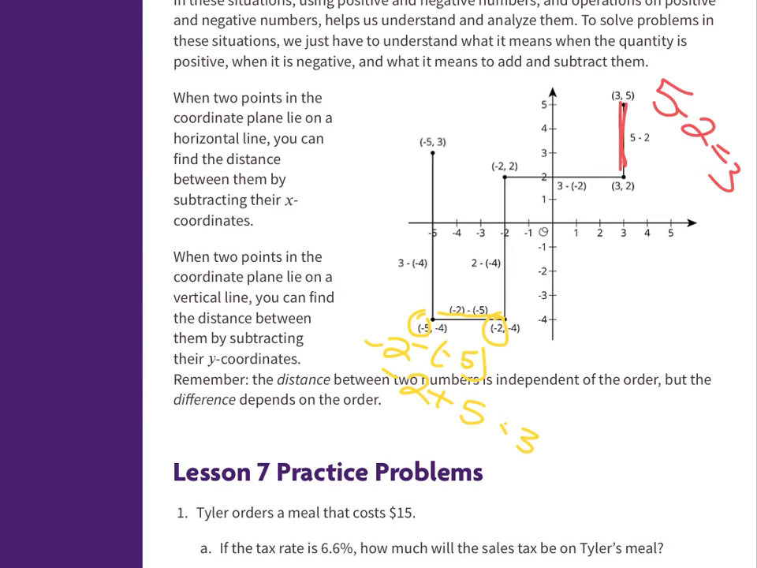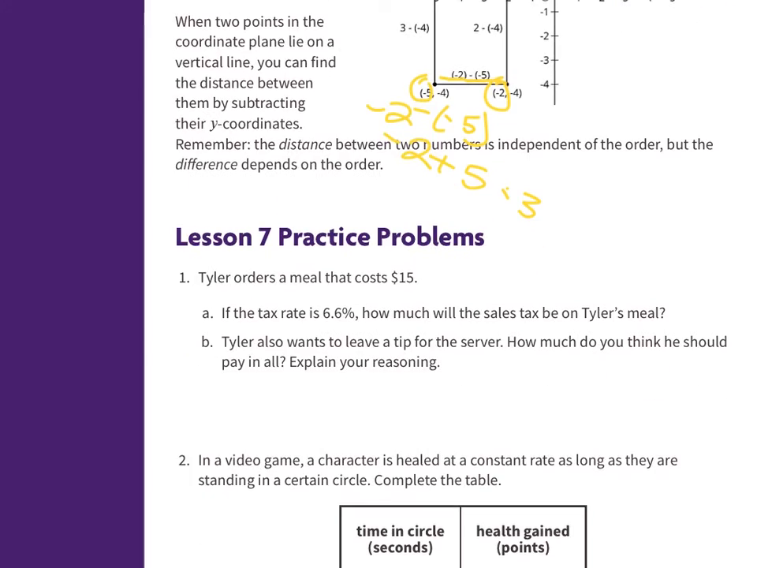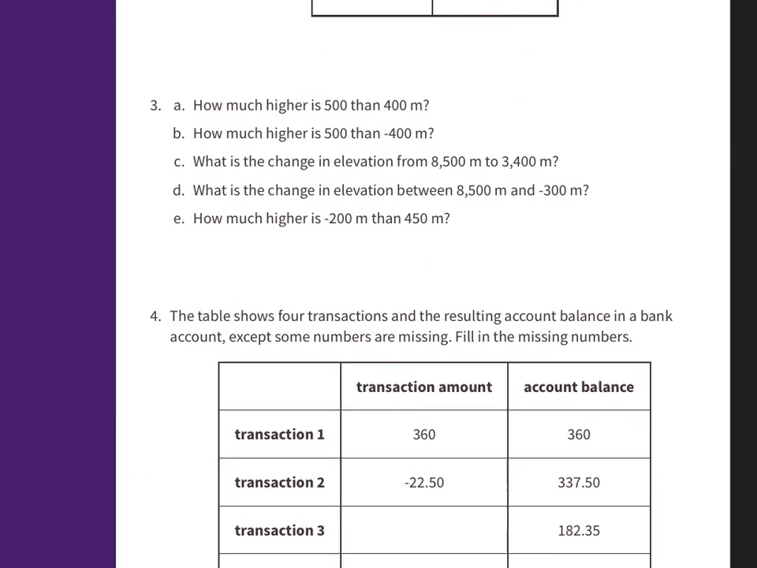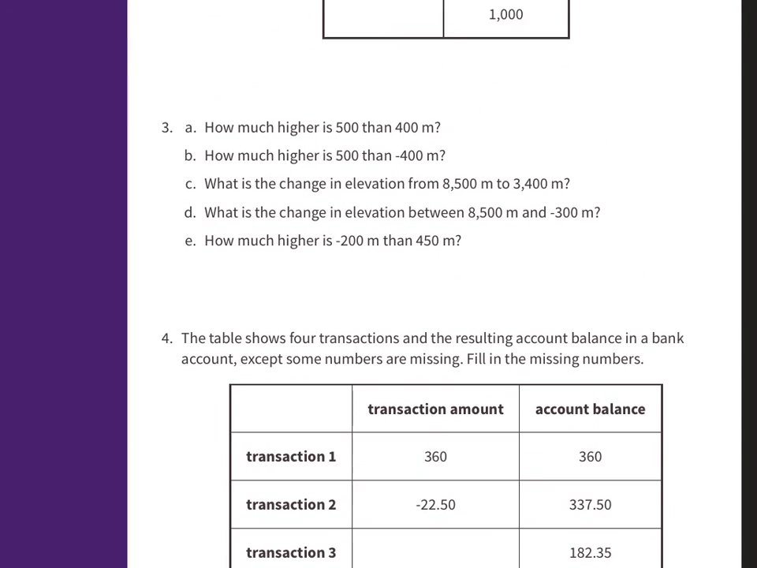Okay? On your assignments today, we're going to do number 3 and number 4. How much higher is 500 than 400? So we're just going to subtract 500 minus 400, then 500 minus negative 400, and then 8,500 minus 3,400. Because we're going down, that one has to be negative. What is the change in elevation between 8,500 and negative 300? So we go 8,500 minus negative 300, but we're going down again, so it's going to be negative.